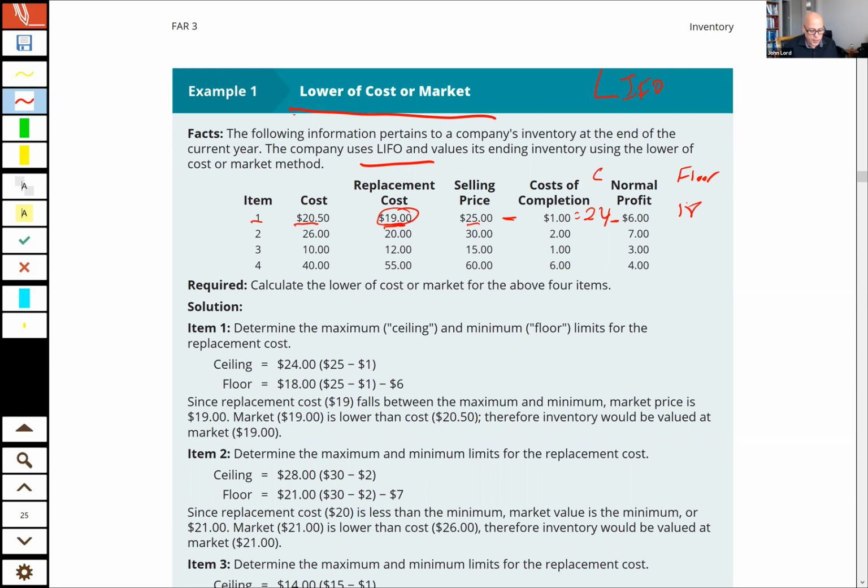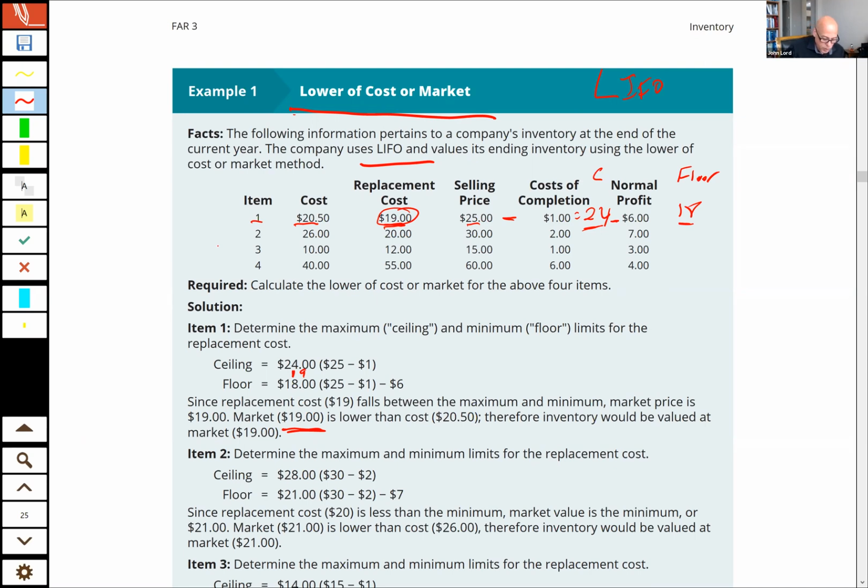Now I look at my replacement cost, and what? It's not over the ceiling, right? 24 is the ceiling. It's not below the floor, so I will do what? I will use the 19. I'm going to write it in down here under the solution. It's in the middle, so I will use the 19 as my cost here. So again, you had to evaluate your market by basically saying that I was not over the ceiling, I was not below the floor.